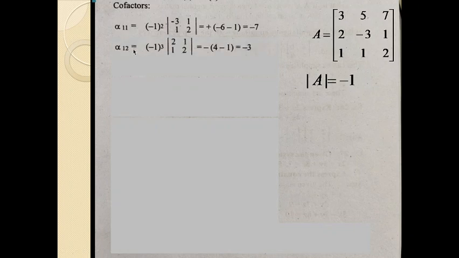Next one, alpha 1 2. 1 2 means first row, second column. So this is 5. -1 raised to 3. I hope you all know what is meant by 3. 3 means 1 plus 2, that is 3.